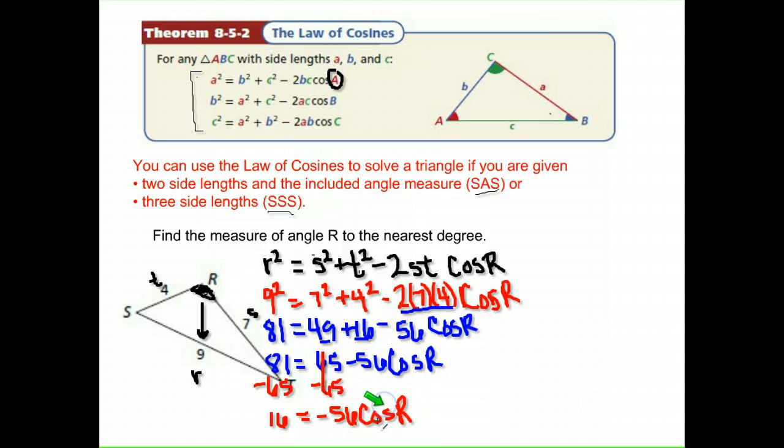Again, we're working on getting R completely by itself. I've noticed that the cosine is taken of R and it's multiplied by negative 56. We work our way from outside in. So times negative 56, I'm going to do the opposite, divide both sides by negative 56.